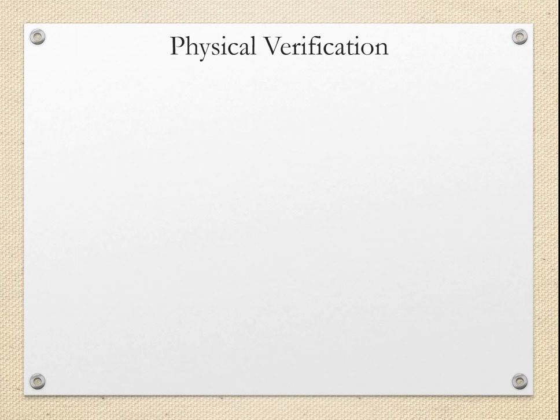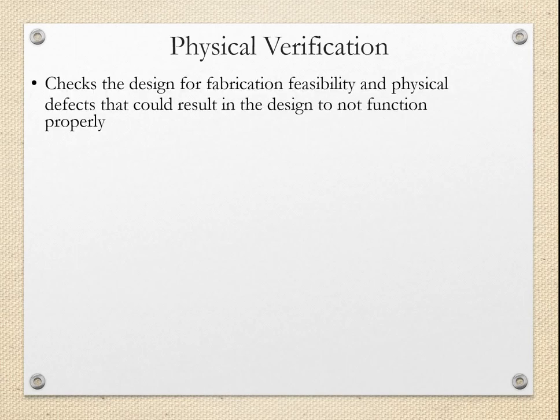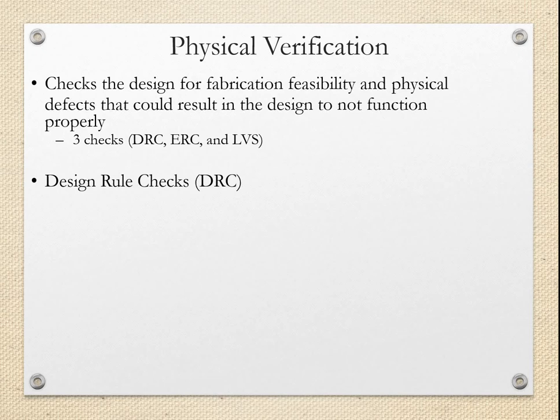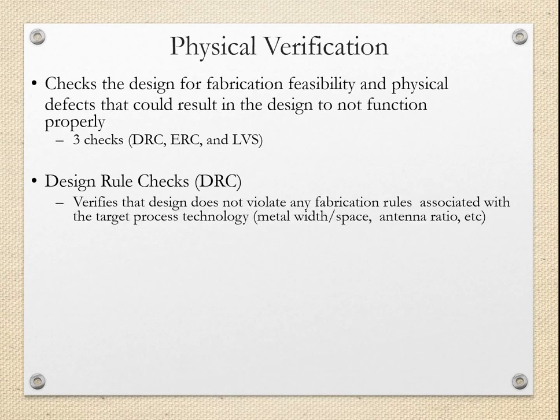Next comes the physical verification. It checks the design for fabrication feasibility and the physical defects that could result in the design not functioning properly. So three checks are done: design rule check, electrical rule check, and layout versus schematic check. So what is this DRC? That is design rule check. It verifies that the design does not violate any fabrication rules associated with the target process technology, that is the different metal widths, metal spaces, the antenna ratios, etc.